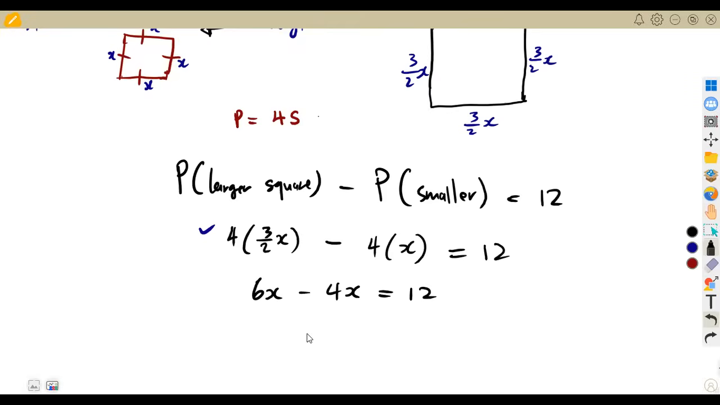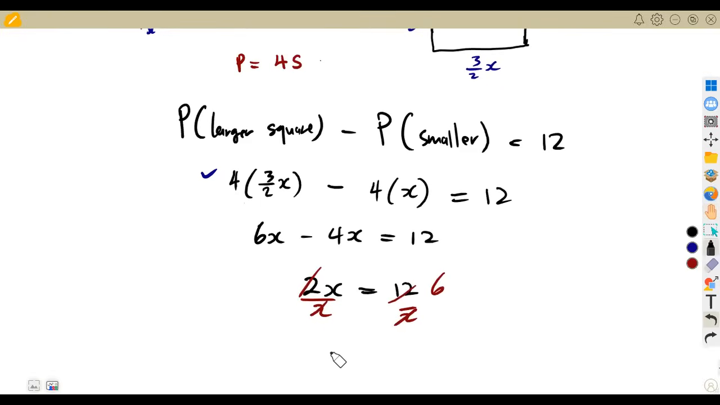So 6 minus 4, that is going to be 2x, is equal to 12. So in order to have the value of x, we can divide by 2 both sides. That will give us the value of x, which will be a 6. So x in this case is going to be a 6. X representing what? The length of the smaller square.